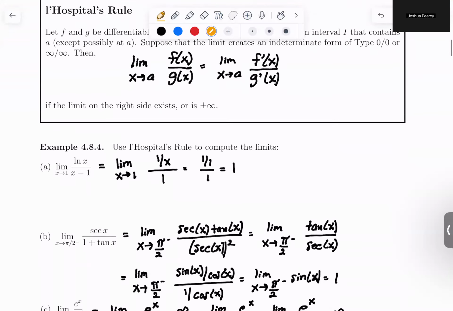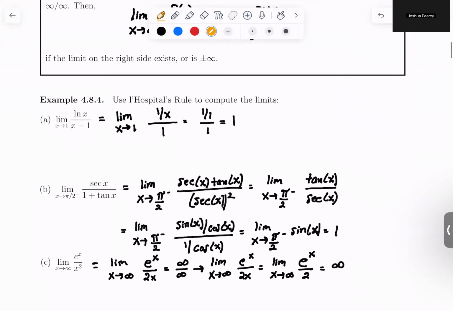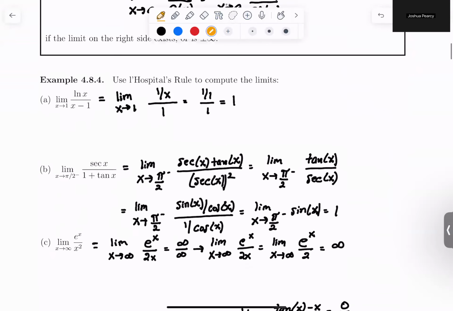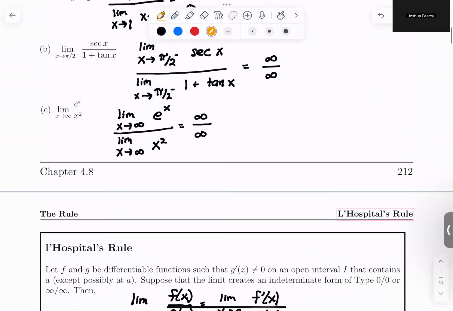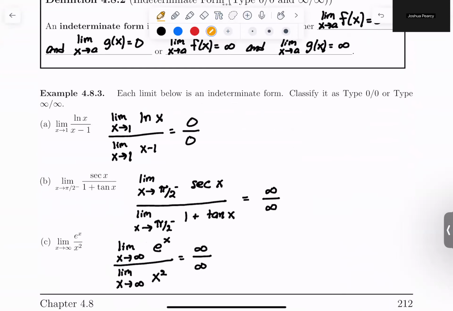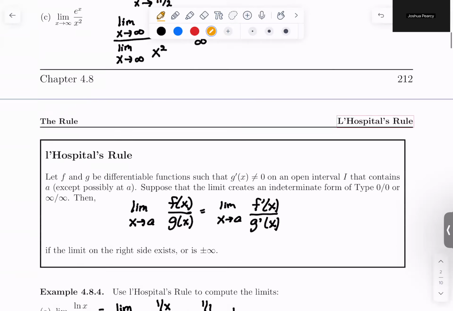So for this first simple example here to apply it, we know all three of these are of type 0 over 0 or infinity over infinity because they were right here in example 4.8.3. So I didn't have to say these were in the indeterminate form, because we already knew they did in this example. So what we want to do now is use L'Hopital's rule.